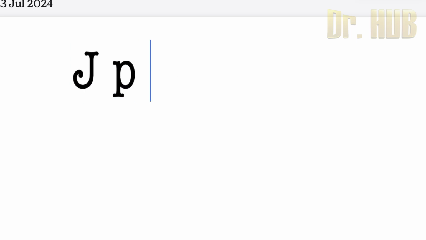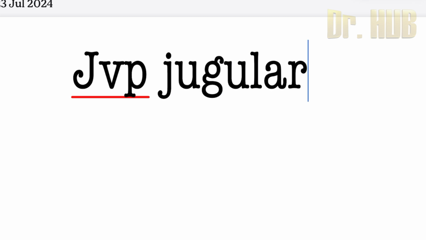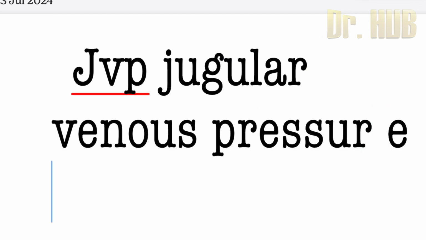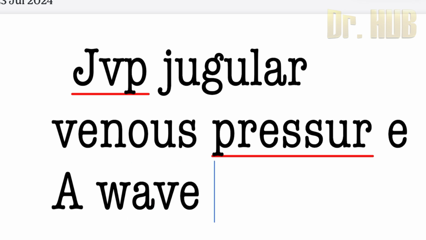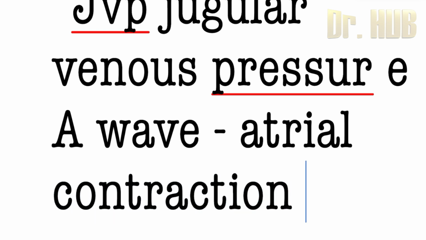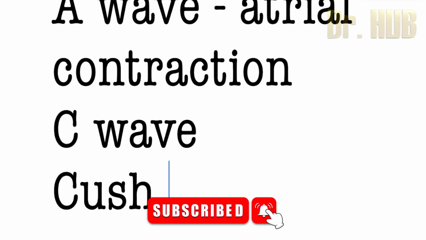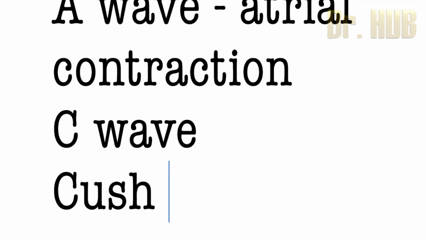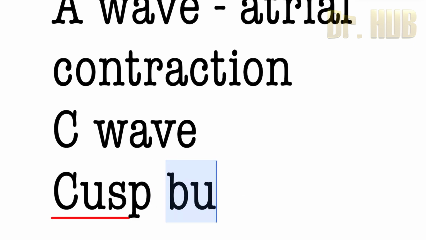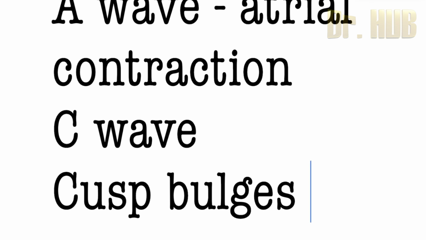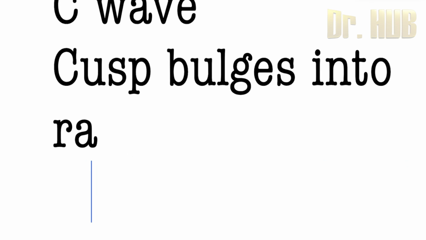JVP, also known as the jugular venous pressure. Here in the JVP, there are many waves. First we have the A wave. The A wave corresponds to the atrial contraction. Then comes the C wave. The C wave corresponds to the cusp bulging. C for the cusp which bulges into the right atrium, RA cavity.